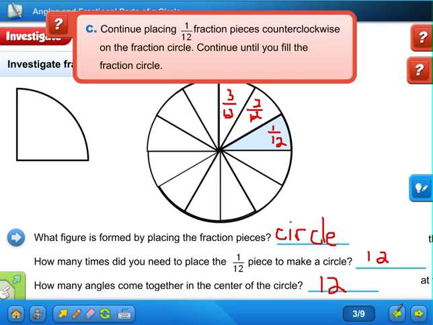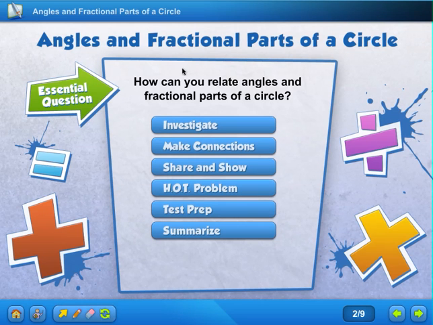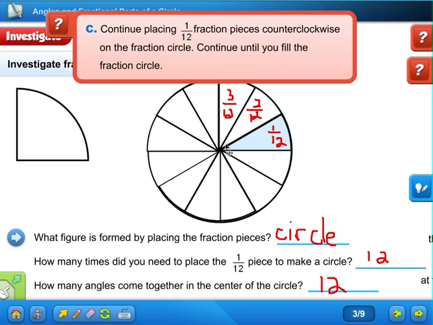All right, let's look back and see what we've learned today. I don't know why that doesn't work when I click on it with that. Let me switch to the other tool. There you go. How can you relate angles and fractional parts of a circle? Well, there's the angles right there, and we got the fractional parts. We used the fraction pieces to draw an angle and turn the pieces to keep drawing angles. And then we made a whole circle.